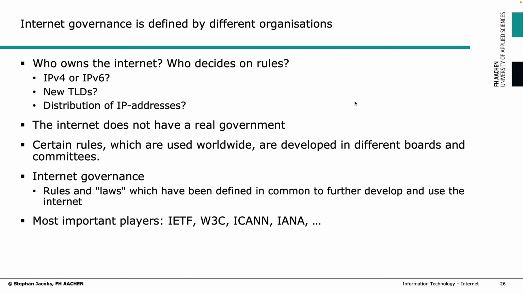So once again the question: who owns the internet? Who decides on rules? Like, for example, IP version 4 or IP version 6. The internet does not have a real government. It's not the UN, it's not any kind of country, it's not any kind of company. However, there are certain rules which are used worldwide and which have to be continuously developed in different boards and committees. And there are a few important but small players like IETF, W3C, ICANN, IANA, and so on. These are relatively small organizations, I think all hosted in the US, but it's not that they're regulated by the US. So in principle, these organizations try to have as little power as necessary, just to keep the internet a decentral organization as far as possible.